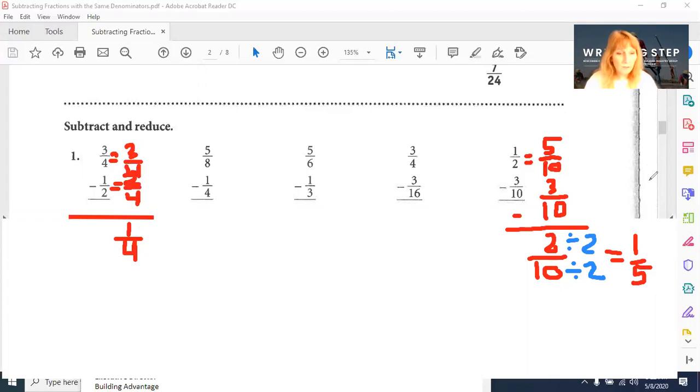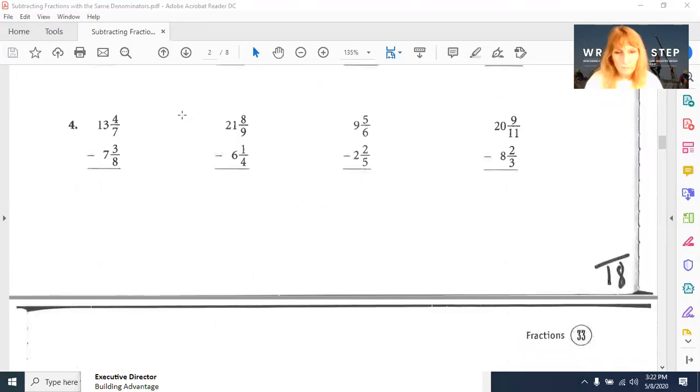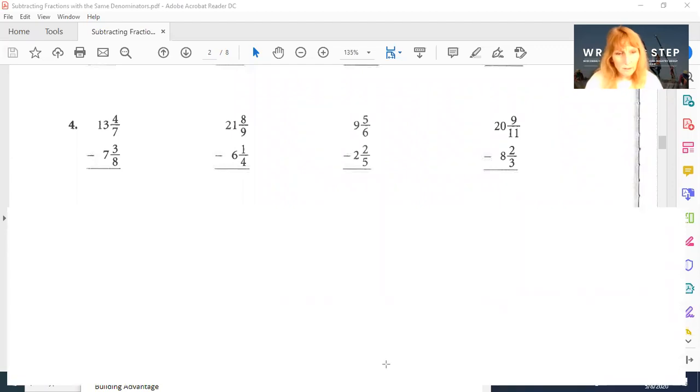Okay, if you need to pause the video to get this down or rewatch it, feel free to do that. I'm going to move on to row 4. Let's do a couple harder ones here. Let's take a look at the first one.